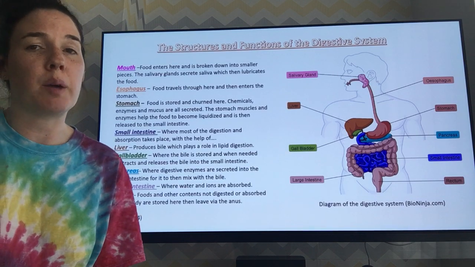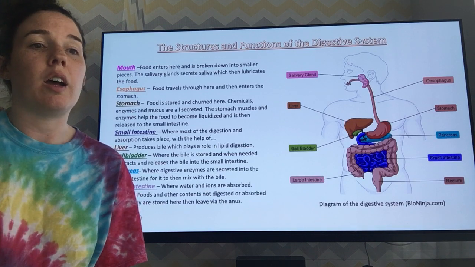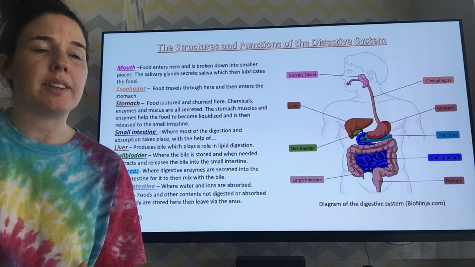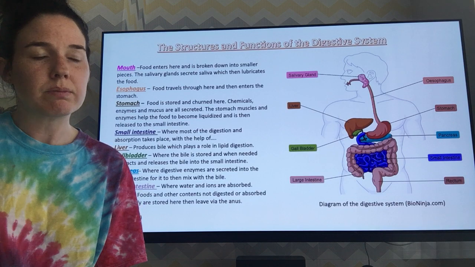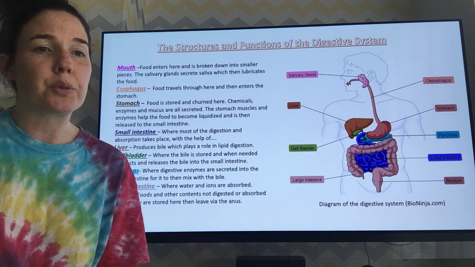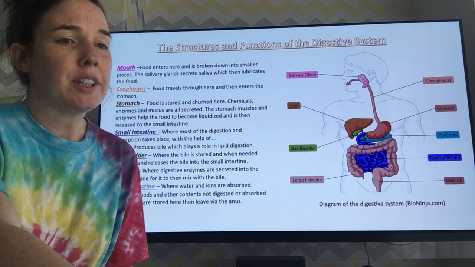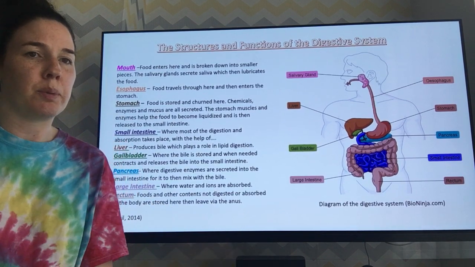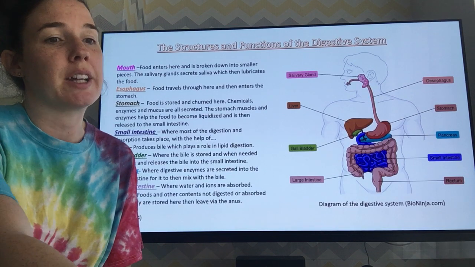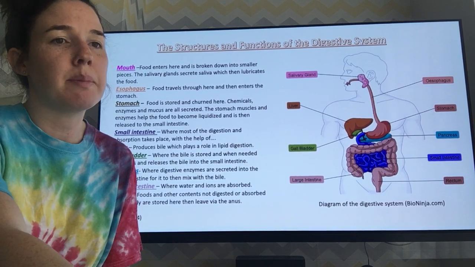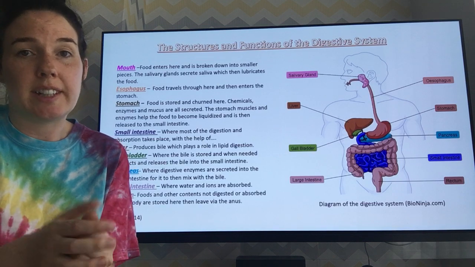However, this can only be done with the help of accessory organs, such as our salivary glands, tongue, teeth, the liver, which produces bile, which also plays a role in lipid digestion, and the gallbladder, where bile is stored. When the bile is needed, the gallbladder contracts and releases bile into the small intestine through the bile duct. The pancreas, which is the main digestive gland of our body, secretes digestive enzymes into the intestine through the pancreatic duct. This then mixes with the food and the bile, and with the help of the enzymes, the food is able to be digested even further.